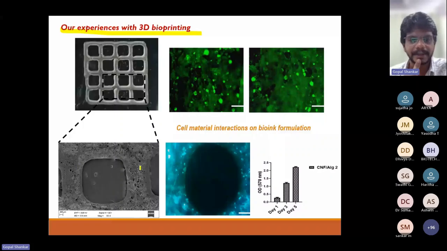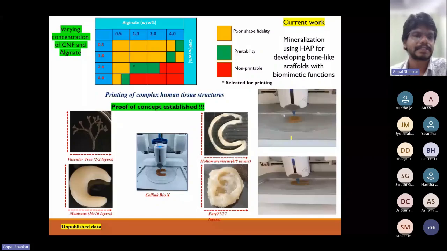And this is a live death staining. And this one is your Hoechst staining. And again, they are compatible. This is an MTT assay. So with this grid-like pattern, we wanted to print complex structures.